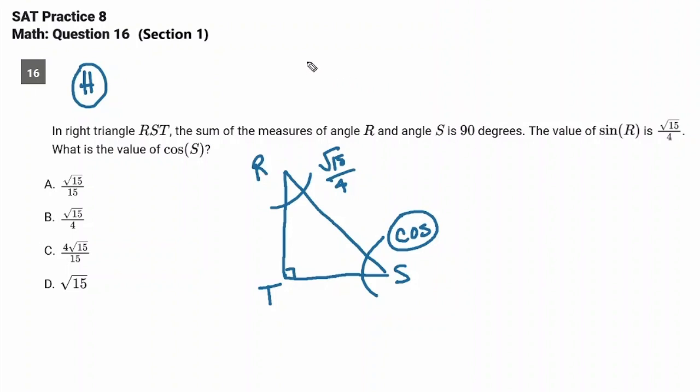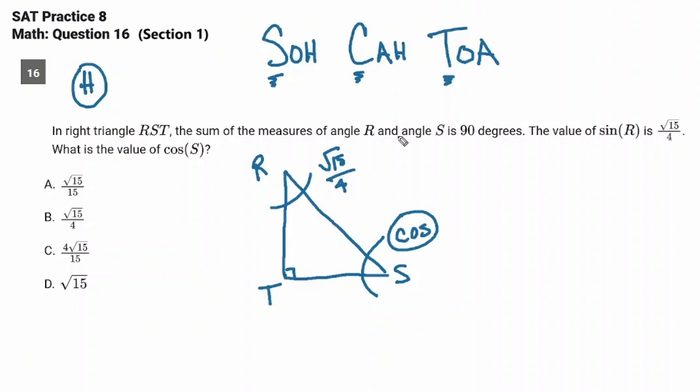All you need, virtually every time, to get any trig problem right on the SAT is SOHCAHTOA. Sine, cosine, tangent. The sine of R is root 15 over 4. It means that the opposite over the hypotenuse is root 15 over 4. Talking about the sides here, the opposite side of angle R. What do you think that is? It's across from it. Root 15. Hypotenuse. You know this one. It's right here. So this is 4.